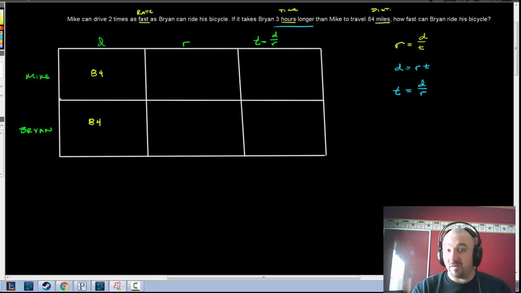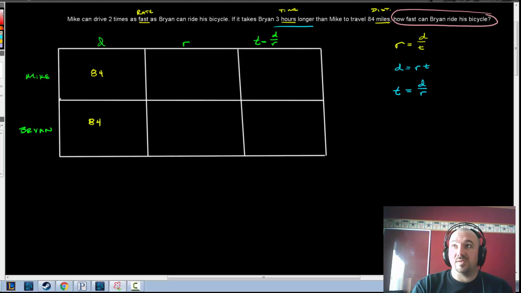Then my rate. Mike can travel 2 times as fast as Brian can ride his bicycle. At this point, we need to define our variable. The easiest way to do this that I've found is to go to the question and think about what it's asking: how fast can Brian ride his bicycle? This is your x. So Brian's rate is x. Mike can drive 2 times faster, so that's 2x. Finally, we have our distance over our rate and our distance over our rate.